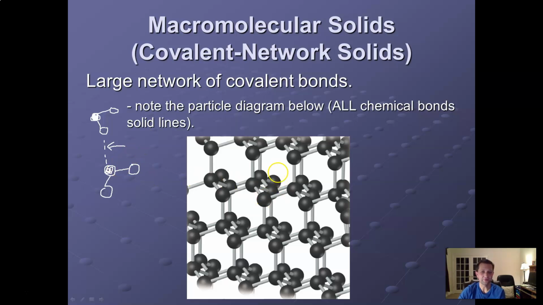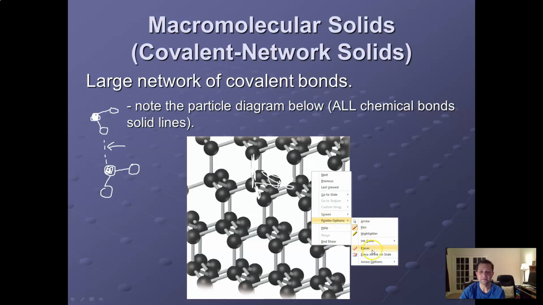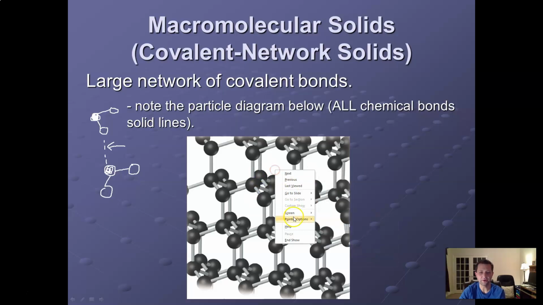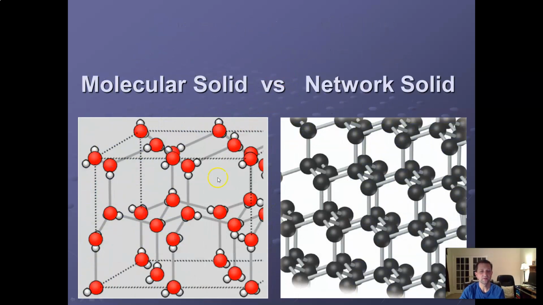So here, though, for a covalent network, we don't have any intermolecular forces. Everything is intramolecular in terms of the bond, from one atom to another one. Huge network of covalent bonds, as I just scribbled everywhere. So let's take a look at this in a little bit more detail. This is what I was just trying to draw on the previous slide.